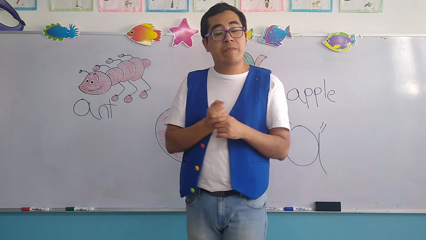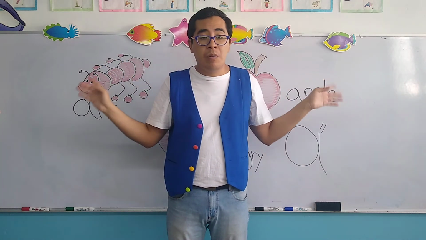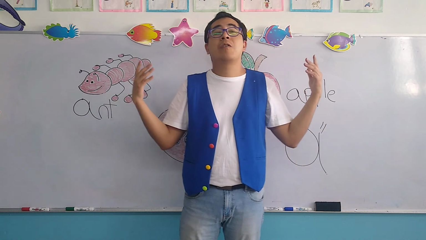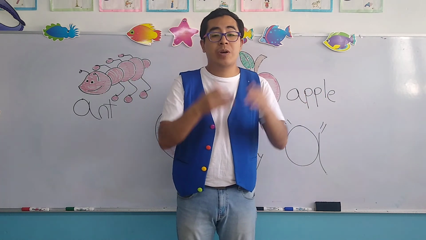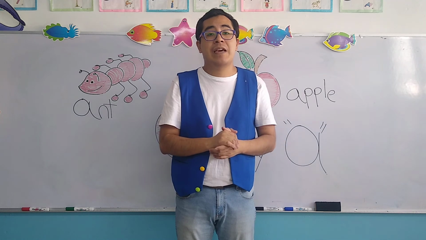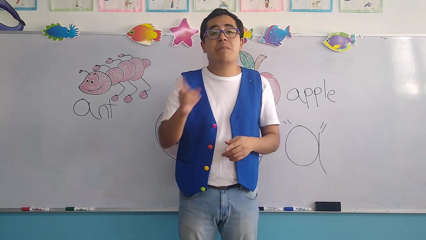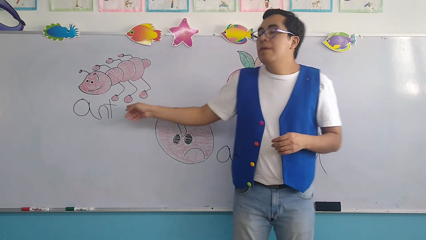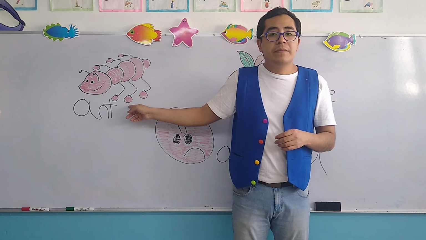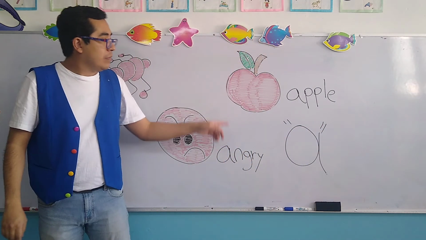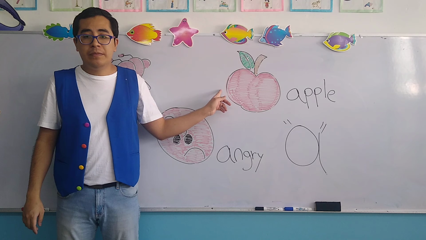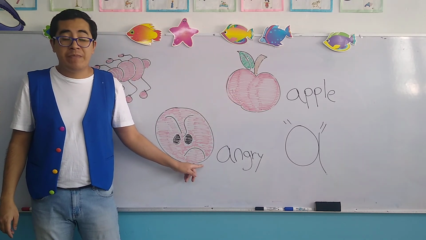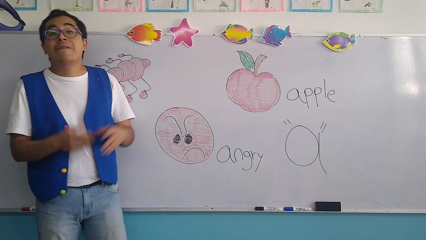Now, before we go, remember, my children, these activities, these objects are part of your printed pages. Recuerden que estos objetos que acabamos de ver están en sus hojas impresas con las actividades del día de hoy. Now, before we go, let's review the vocabulary one more time with the small a. Ant, apple, angry. Remember, angry, enojado. Very good, my children.